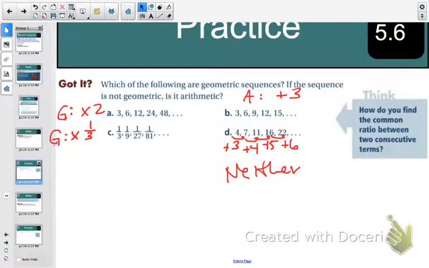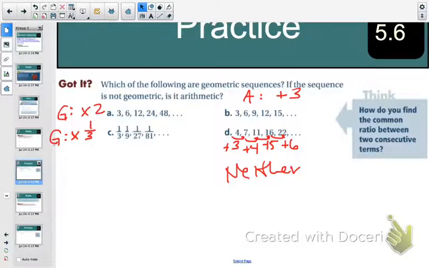Alright, so the first one is geometric because you're multiplying by 2 every time: 3, 6, 12, 24, and so on. B is actually arithmetic because it's adding 3 every time. C, we have fractions, so those are kind of scary, but it is geometric because you're multiplying by 1/3 every time. The top stays 1, the bottom is increasing by a factor of 3, you're multiplying by 3. So that tells us we're multiplying by 1/3.